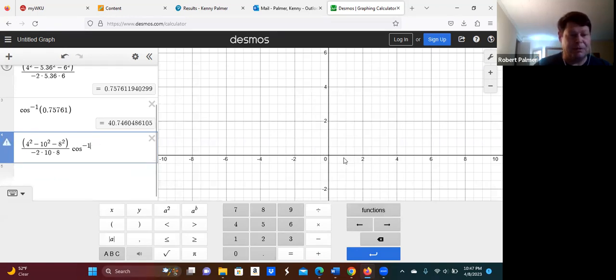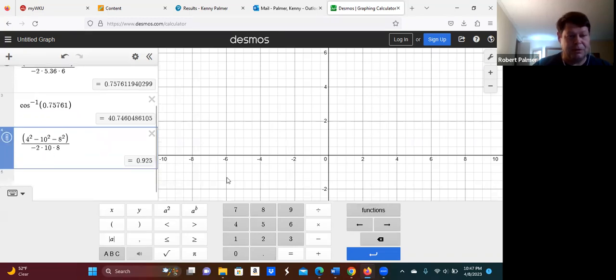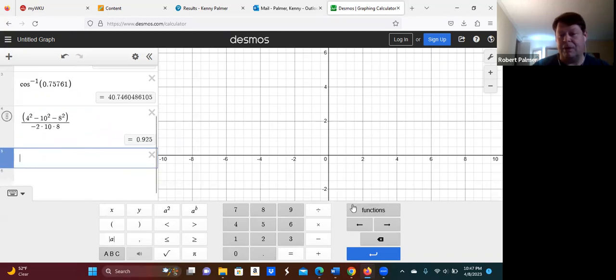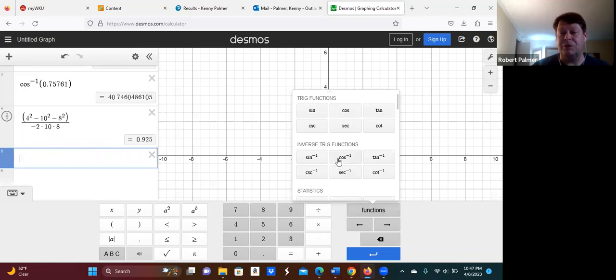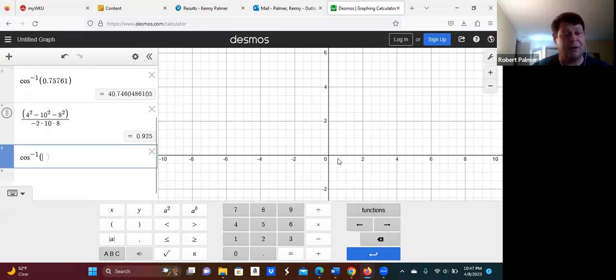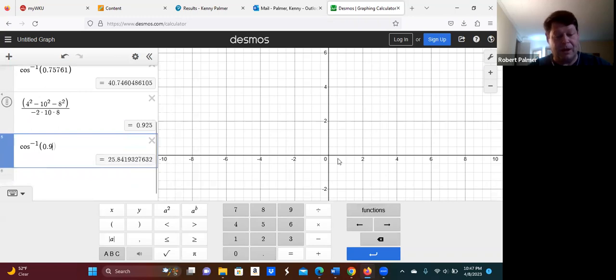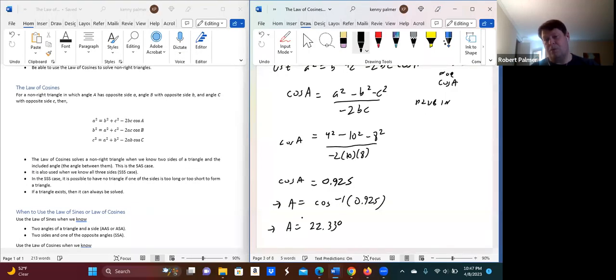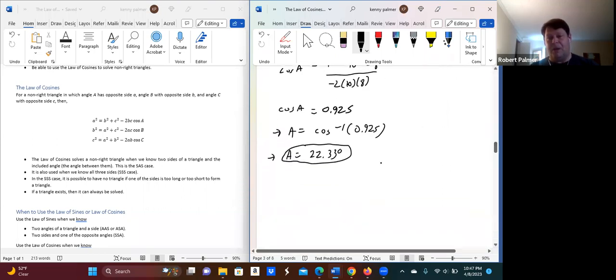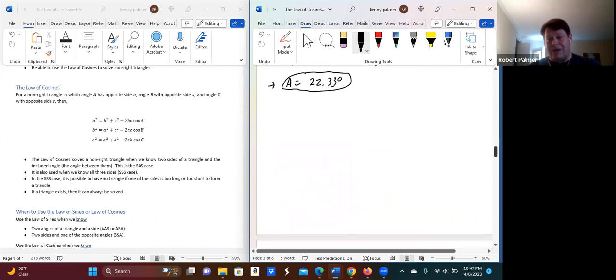Oops, I put it in the wrong place. Sorry. All right, let's do it down here. Now do the same thing. Functions, then inverse functions, inverse trig functions, and inverse cosine of 0.925. Okay, and as you can see, that should be approximately, to 2 decimal places, 22.33 degrees. All right, that's the first angle, angle A. Now, let's go ahead and find angle B.